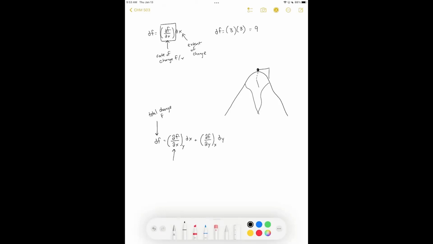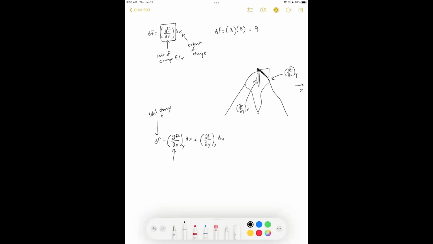df dx at constant y is how far I change when I go in the x direction. So in this case, if this is the x direction on my hill, the df dx is simply this slope here. This is my partial derivative of f with respect to x at constant y. And in the same way, the slope in this direction is the partial derivative of f with respect to y at constant x. And then my dx and dy terms here are simply the extent of the change.